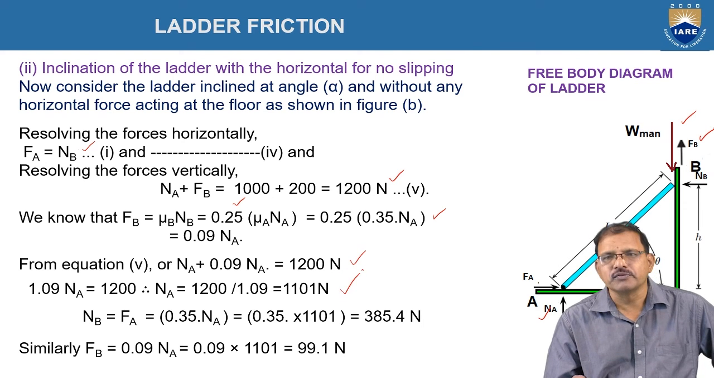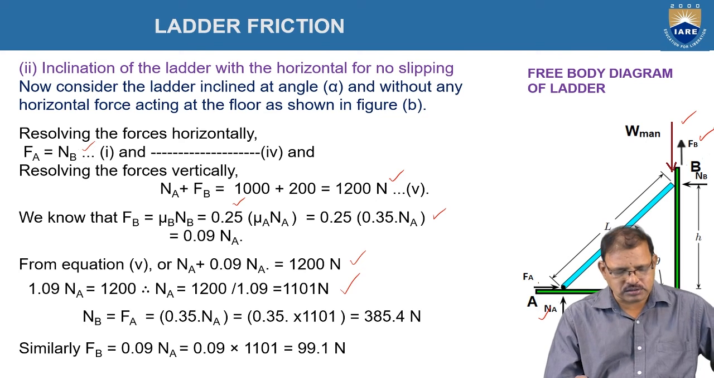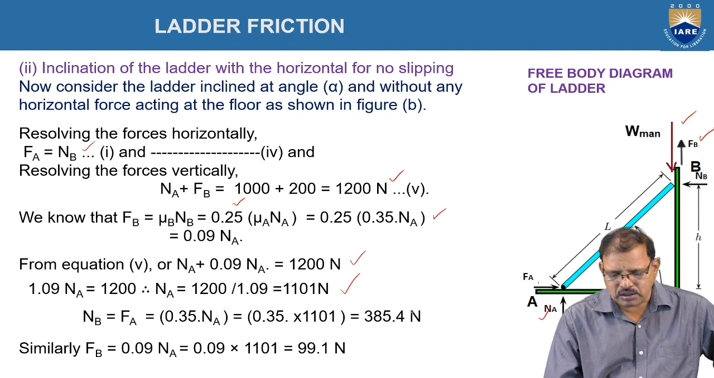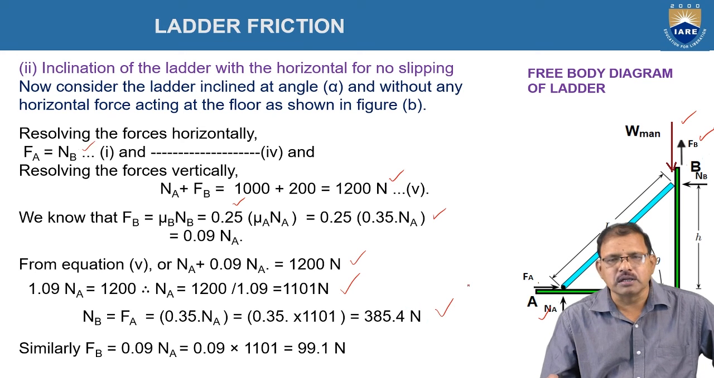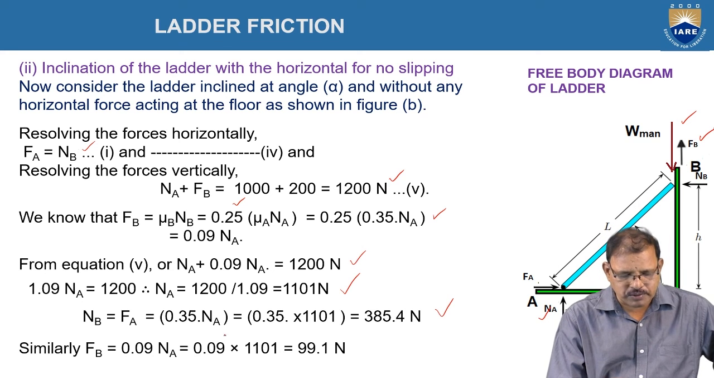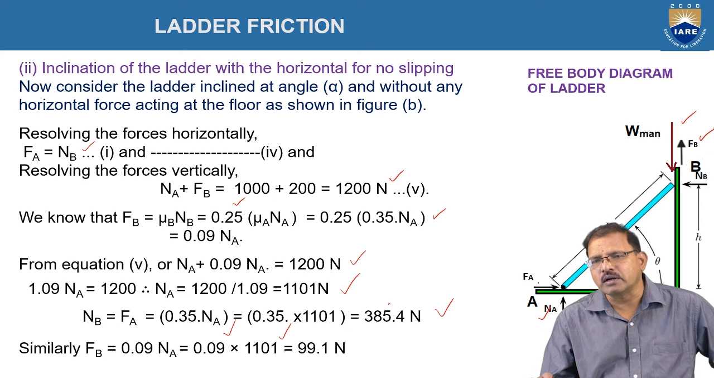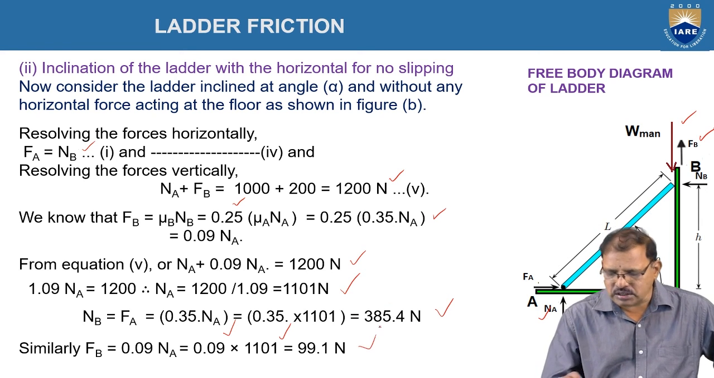Which is equal to 1101 newtons. Hence NB is equal to FA is equal to 0.35 NA, which is equal to 0.35 into 1101, which is equal to 385.4 newtons. Similarly, FB is equal to 0.09 NA, which is equal to 0.09 into 1101, which is equal to 99.1 newtons. Okay, these are the values we got.